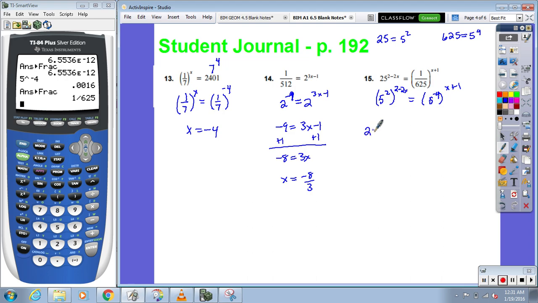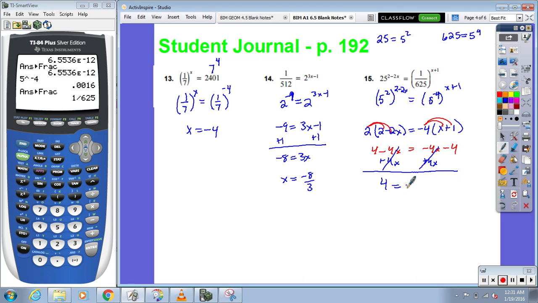So remember, a power to a power multiply, so we have 2 times the quantity 2 minus 2x, and we have negative 4 times the quantity x plus 1. Now go ahead and distribute, so we have 4 minus 4x, then over here we have negative 4x, and we have minus 4. So now I'm going to move this 4x over here. And so what happens when I do that is I end up with 4 equals negative 4. And so I know that those aren't actually equal, so I'm fairly confident in saying that this has no solution.